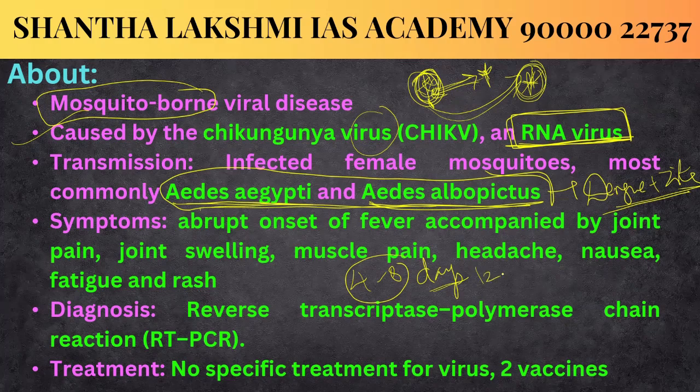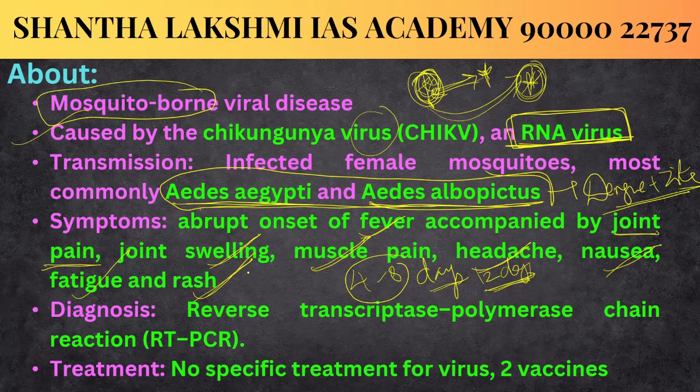Within a range of 12 days, maximum within 12 days, the symptoms will be visible. Those are the abrupt onset of fever, which is accompanied by joint pain, joint swelling, muscle pain, headache, nausea, fatigue, and skin rashes also. So these are the symptoms of chikungunya.